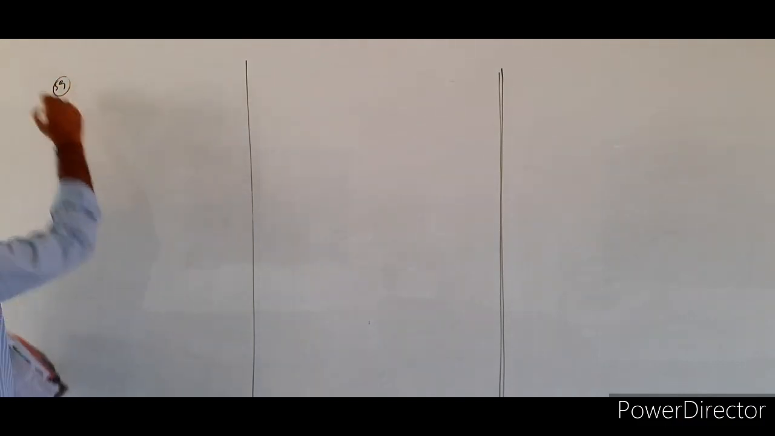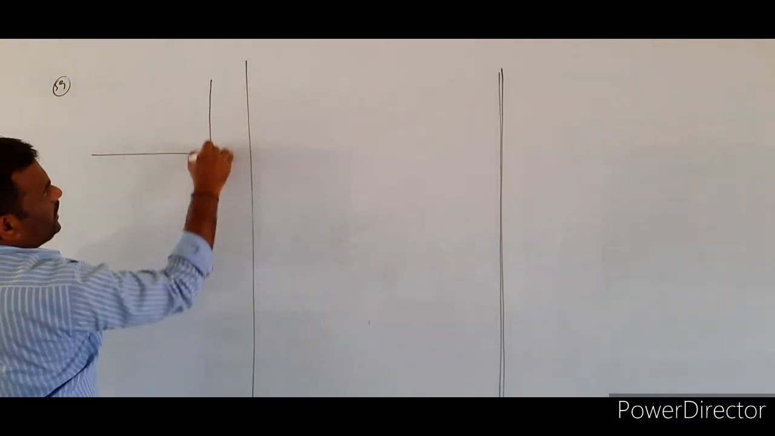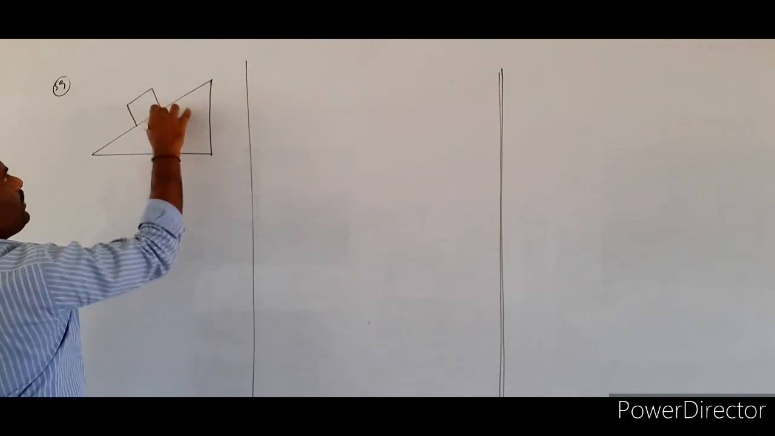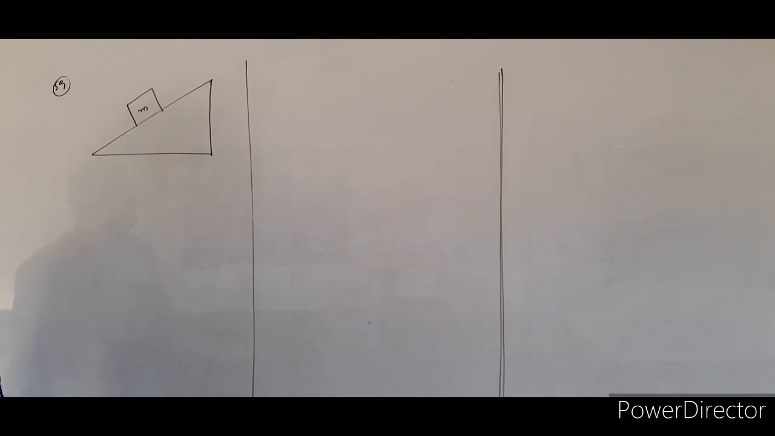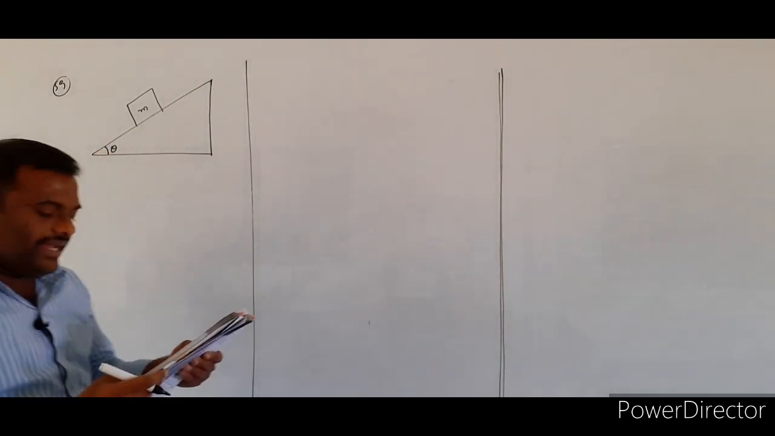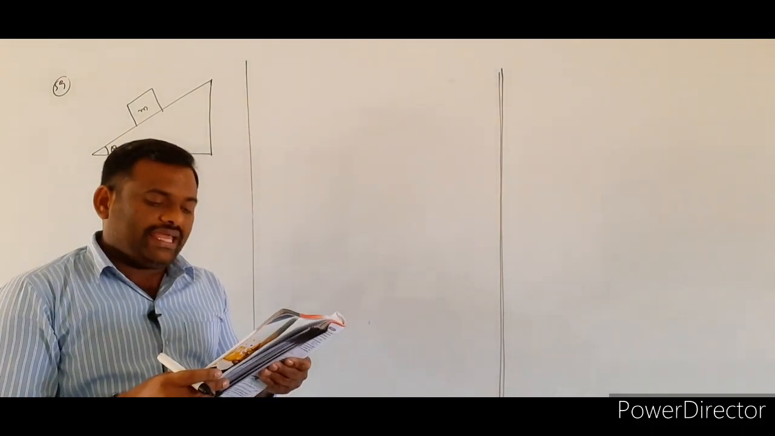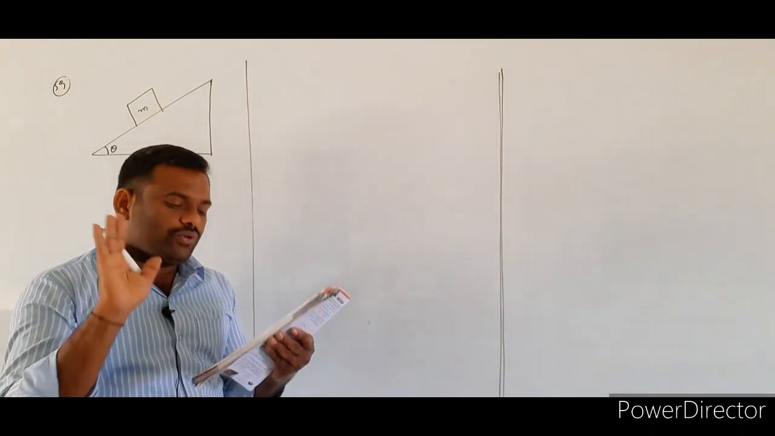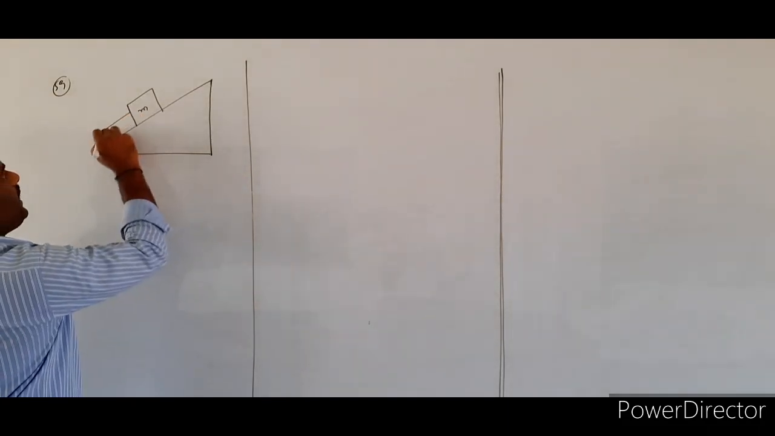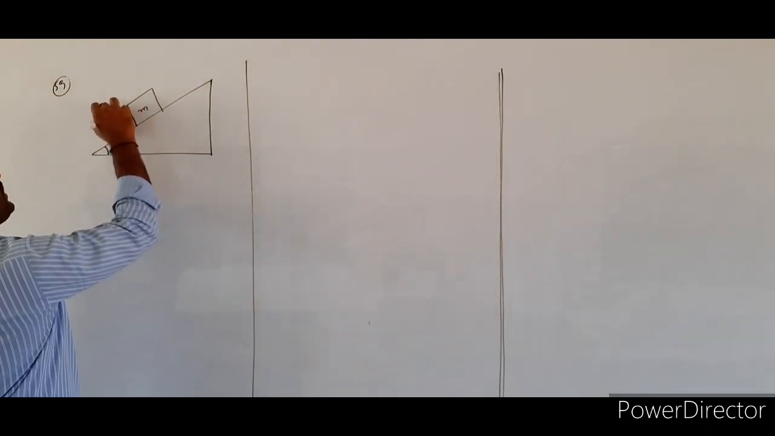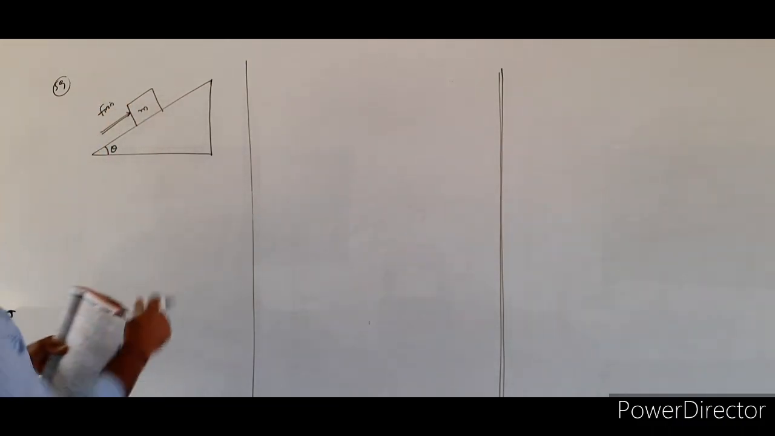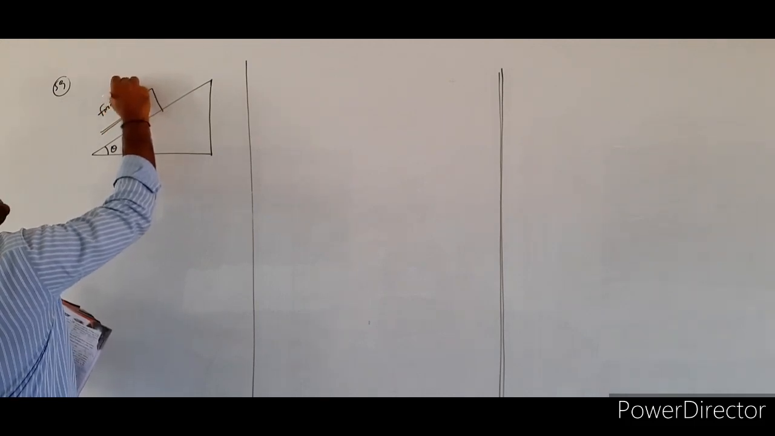Problem number 59. Initially the body will be in the state of rest over the given rough inclined plane. Over that body we have to apply which type of force? Pushing force will be applied on the body in the upward direction. So this is the minimum pushing force we are applying on the body in the upward direction. That force value will be taken as F1.